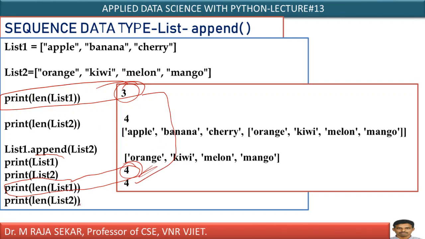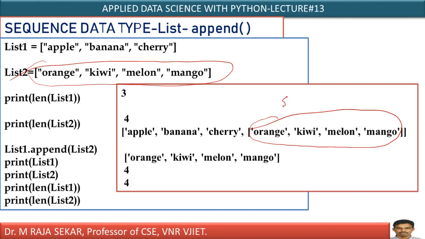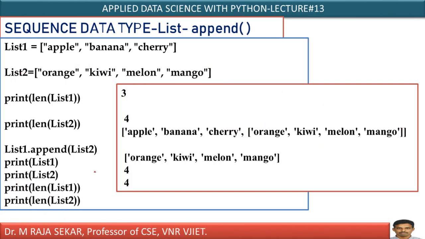Anyway, print len of list 2. There is no change. List 2 is unaltered, isn't it? Therefore, this entire list will be appended as a single element. This list 2 can be treated as a single element. You must always remember, in the case of append, this entire list will be treated as a single element. Therefore, this is 1, 2, 3, 4, and the length of the list is 4. But in the case of extend, it is a little bit different. It is not the case with the extend function. We will try to understand extend.